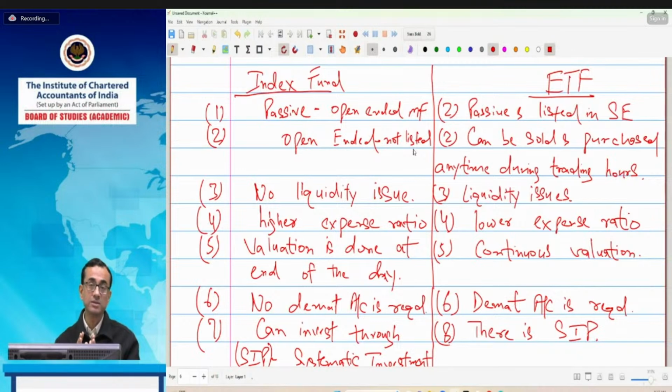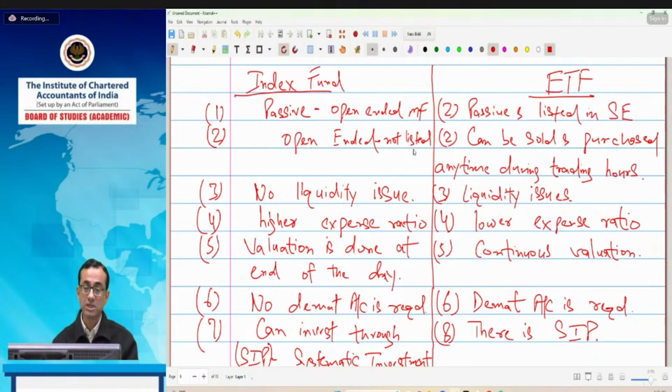Now, another important aspect is valuation. Valuation is done at the end of the day in an index fund, because it is not traded on the stock exchange. So the NAV is calculated at the end of the day. But in case of an ETF, the valuation is continuous, because it is continuously traded on the stock exchange, just like stocks. So there is continuous valuation in case of an ETF.